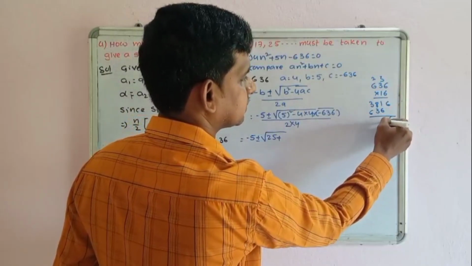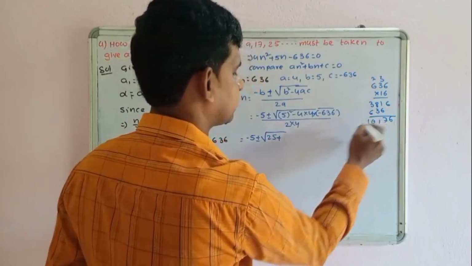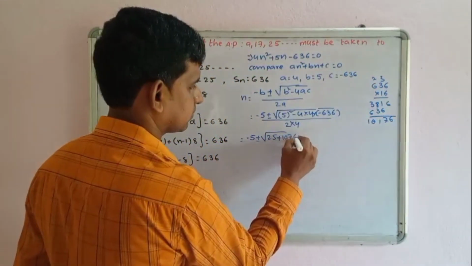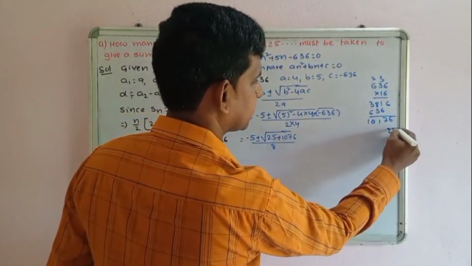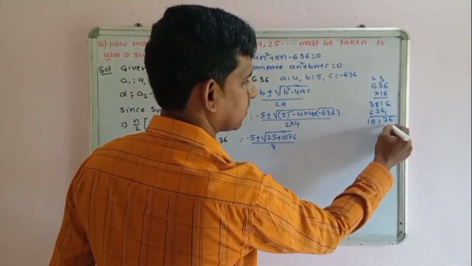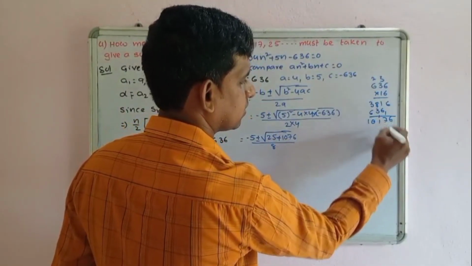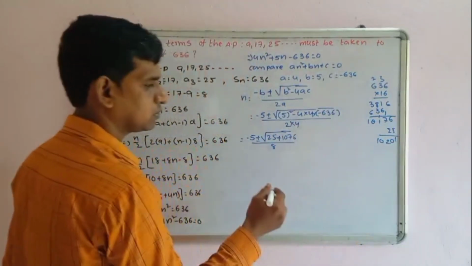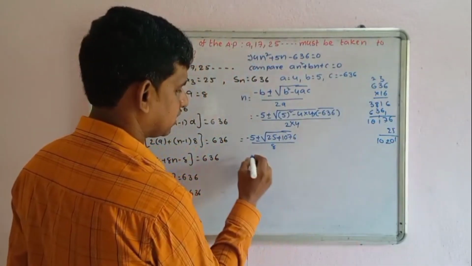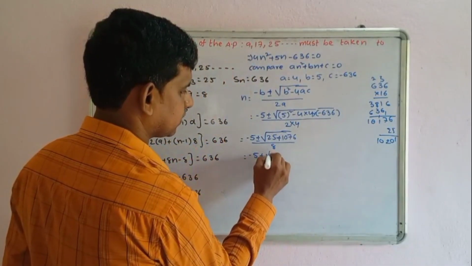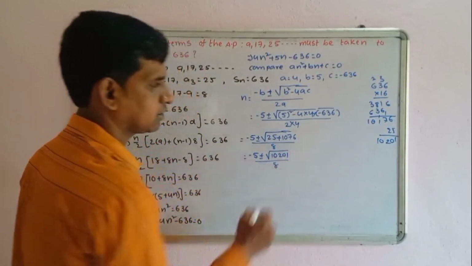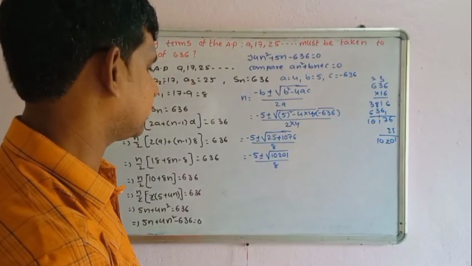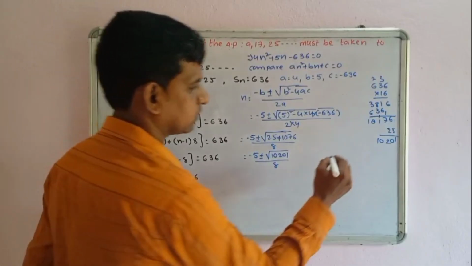So the product is 10,176, by 8. Add 25 to this number. 6 plus 5 is 11. 7 plus 2 is 9. 9 plus 1 is 10. So 10,201. This value is the square root of 10,201 by 8. Now we will find the square root of 10,201.